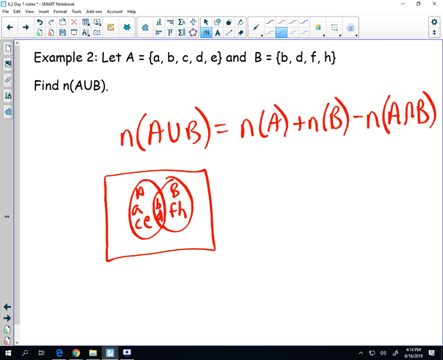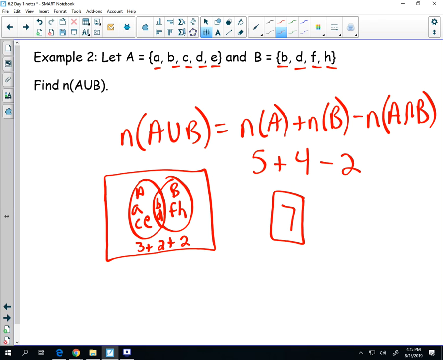How many elements are in A? 1, 2, 3, 4, 5. Plus how many elements are in B? 1, 2, 3, 4. Minus how many elements do they share? They share 2 of them. So 9 minus 2 is 7. In the Venn diagram, you can see what's in this side is 3, plus what's in the middle is 2, plus what's just in B is 2, and again you get 7. So there are a couple of ways to think about it.